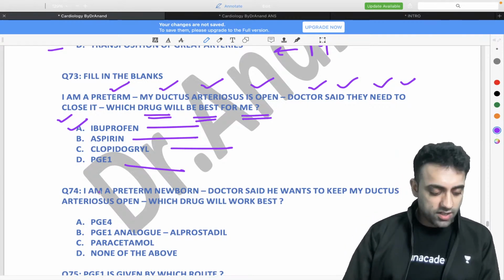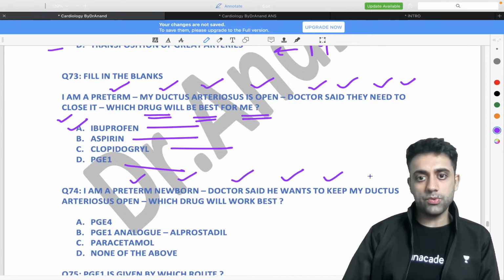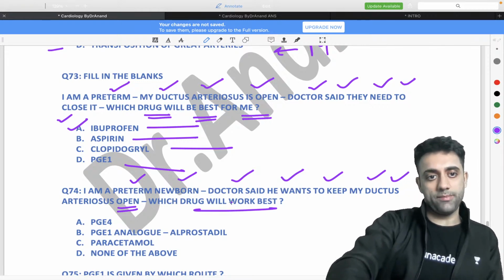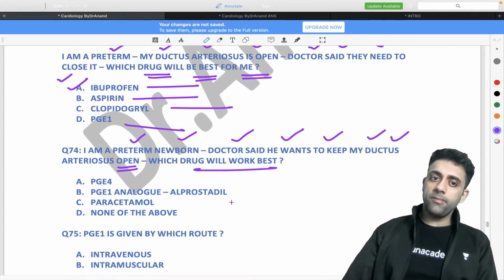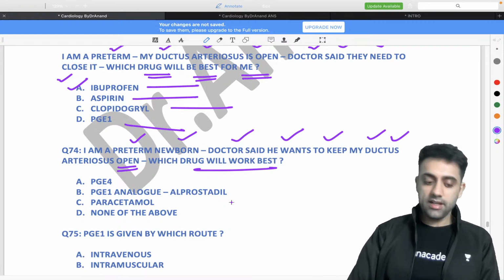So ibuprofen. Yes, ibuprofen will be a good drug of choice if the doctor wants to close my patent ductus arteriosus. Question number 74. I am a preterm newborn. Doctor said he wants to keep my ductus arteriosus open. Now, which drug will do the best? Anyone? The options are PGE, PGE1, paracetamol, and none of the above.